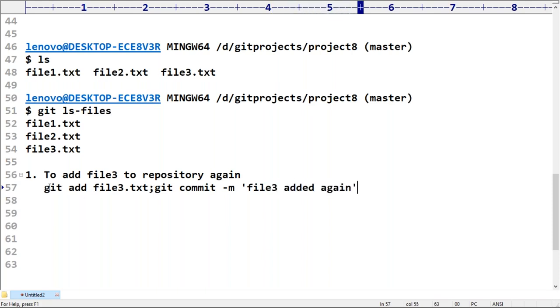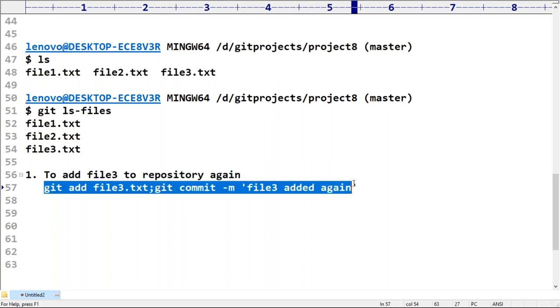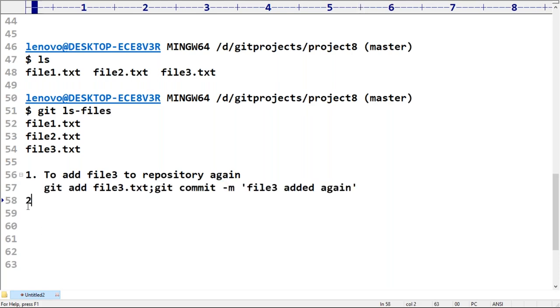Okay, that's all. So if you can use these two commands, then it will be added again to the repository. Okay, sir, I don't want to add. I want to ignore changes in the working directory also. Can you please spell out how to discard unstaged changes in the working directory?